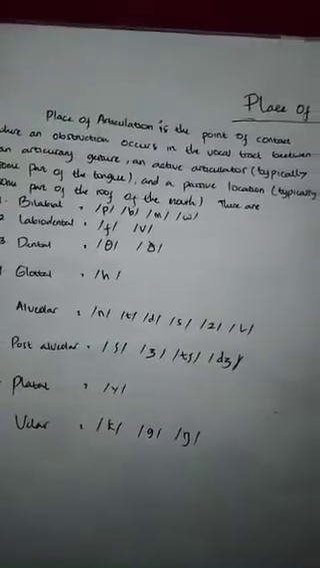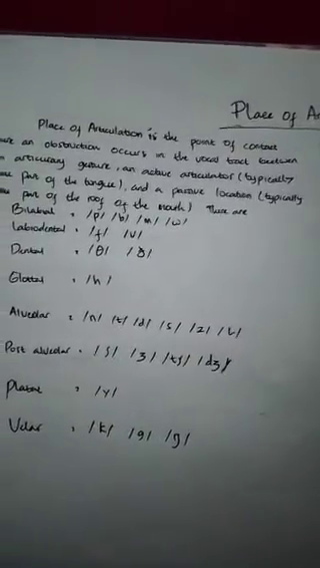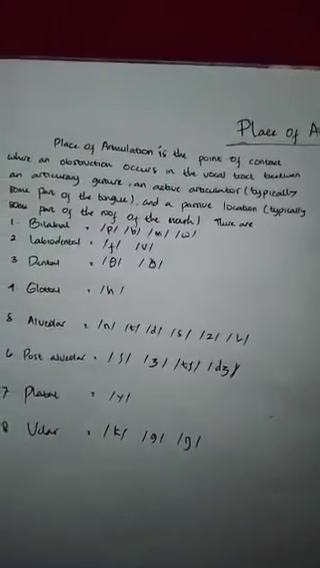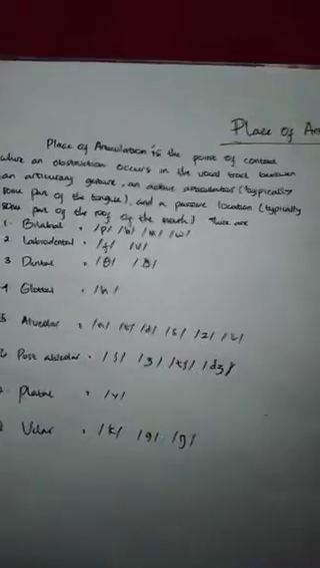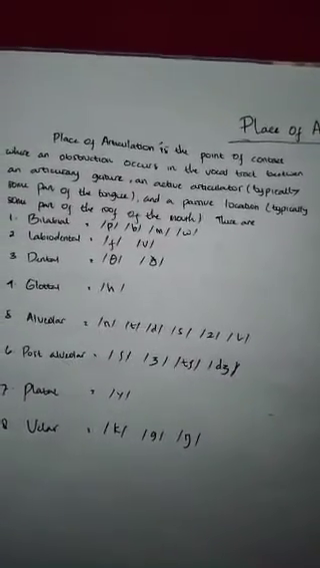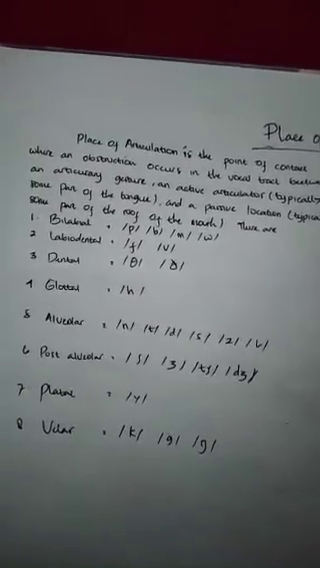Place of articulation is the point of contact where an obstruction occurs in the vocal tract between an articulatory gesture and active articulators, typically some part of the tongue, and the passive location, typically some part of the roof of the mouth. There are bilabial, labiodental, dental, glottal, alveolar, postalveolar, palatal, and velar.